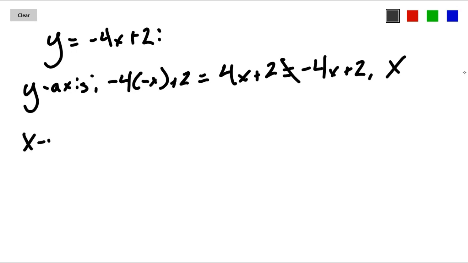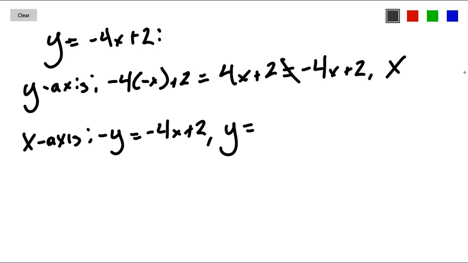To test for the x-axis, it's the same idea, except I'm going to plug in negative y in for y, and then solve for y. So I'll have negative y is equal to negative 4x plus 2. And then to solve for y, I divide through by a negative. And when I do that, I have y is equal to 4x minus 2. And it turns out that that is not the same as our original function because both of the signs have changed. So it's not symmetric about the x-axis.